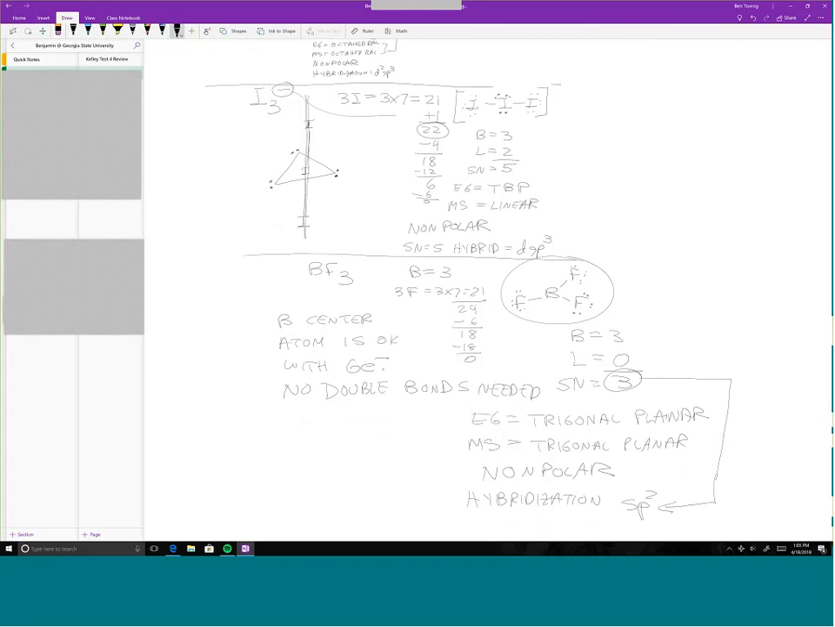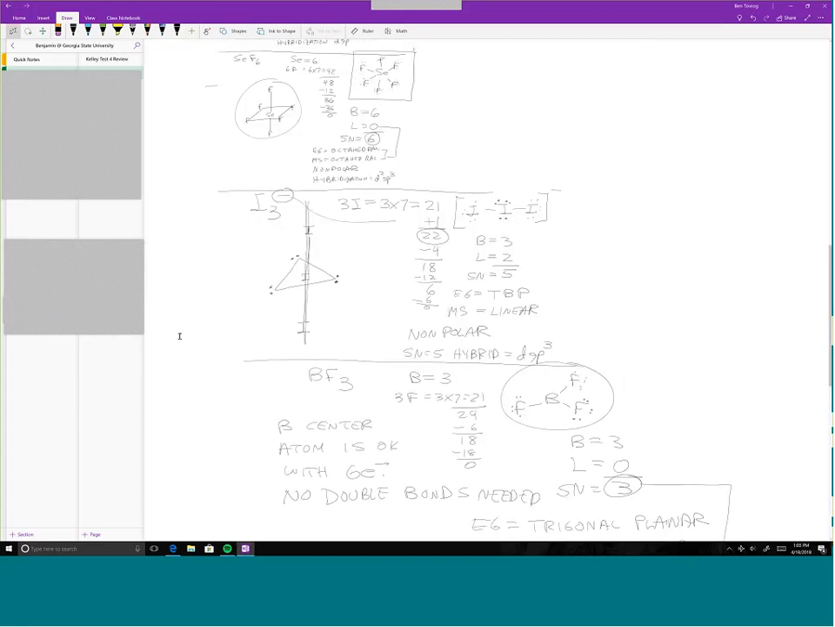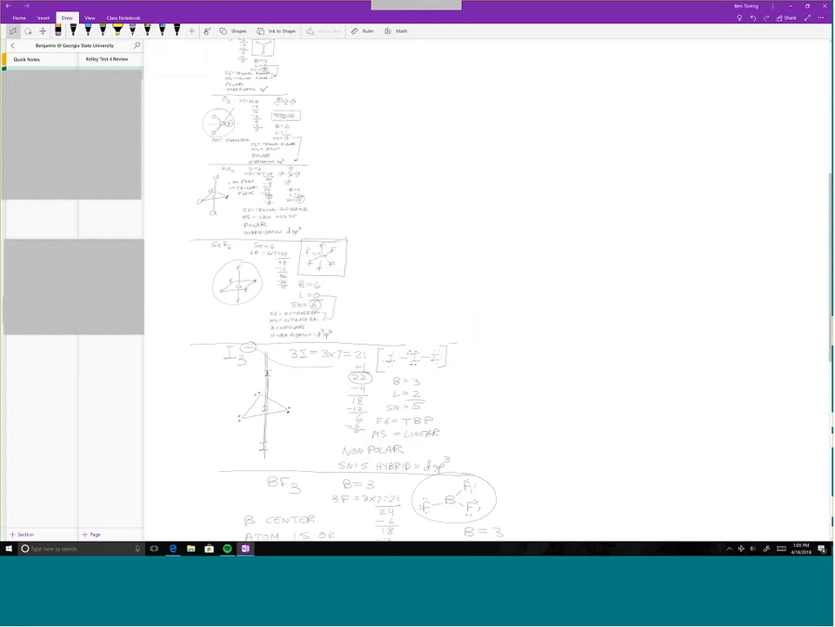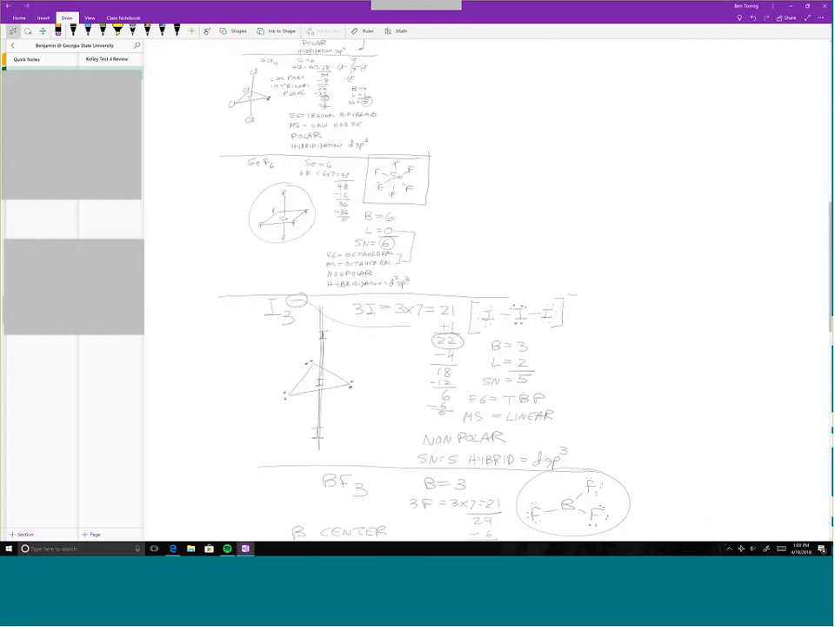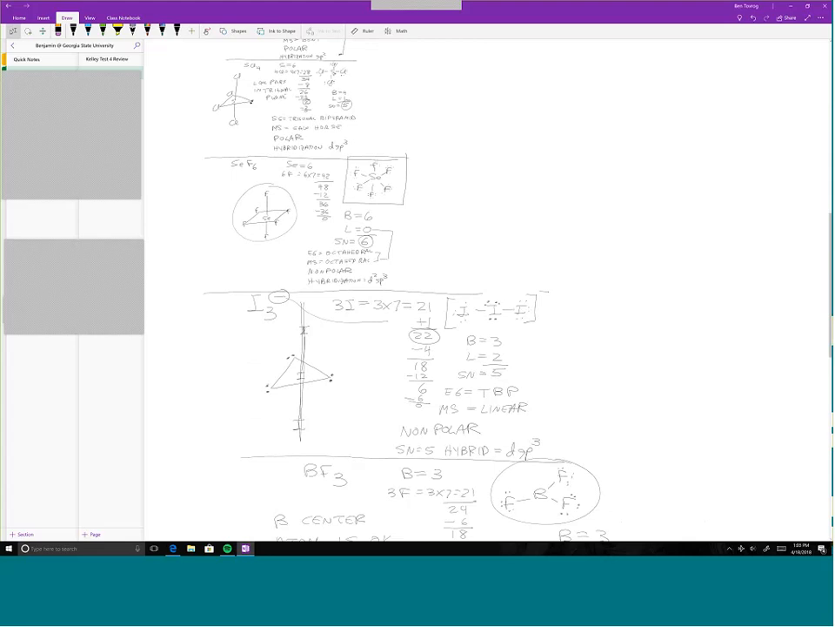Okay, here's a question. Can you show us how to determine the number of lone pairs again? So what I might suggest is let's look at a couple of examples where we had lone pairs in the molecule. Let's look at this one right here. So here we had I3 minus.